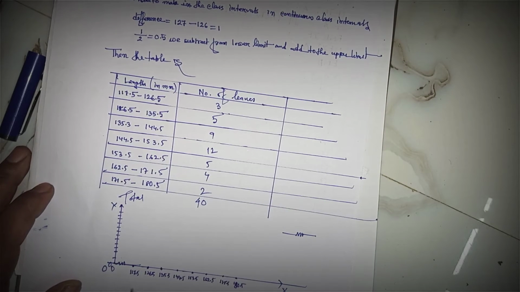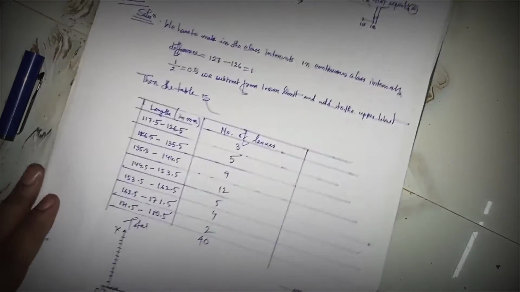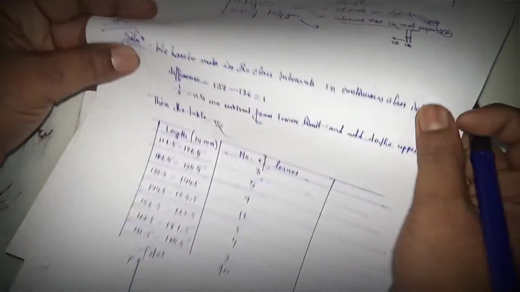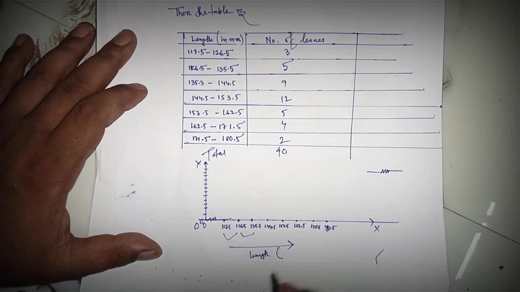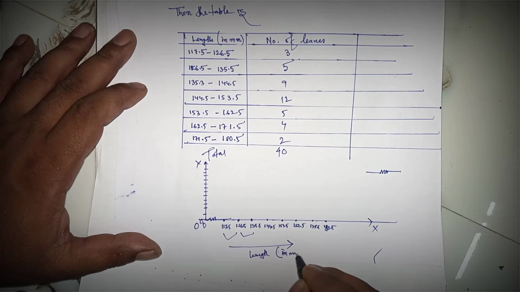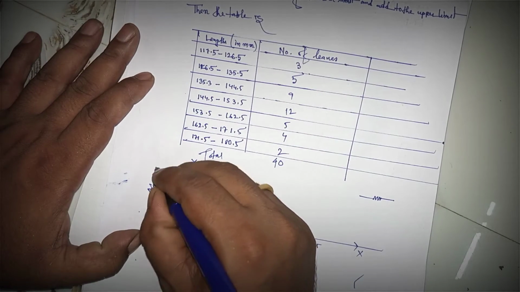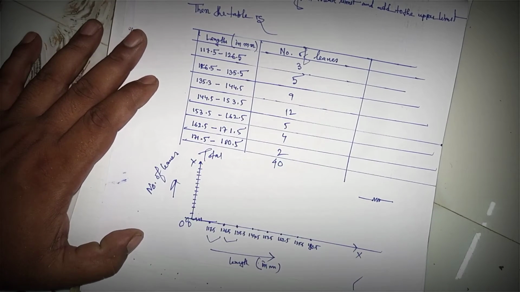Okay, here the class size, each class size. So in this way the length, we can write length in mm, and here the number of leaves. Okay, number of leaves.